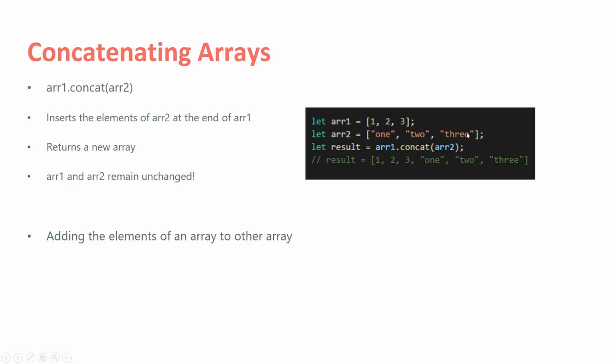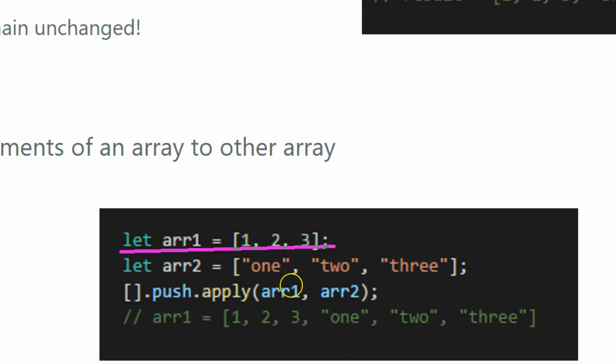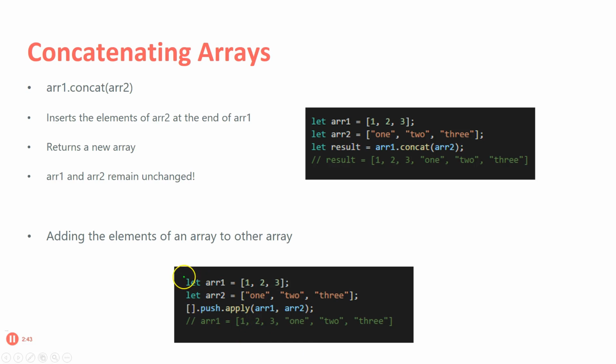Adding the elements of an array to another array, how can we do it? Well, I have again my two arrays as an example, and then I'm saying square brackets dot push dot apply. With that, we're achieving the same result but using different syntax. So I'm using square brackets as the array class, the basic one, and I'm using its push method. Then I'm saying apply, and I'm providing the two arrays. That's basically used in very rare cases, because in most cases concat is doing the work for you.